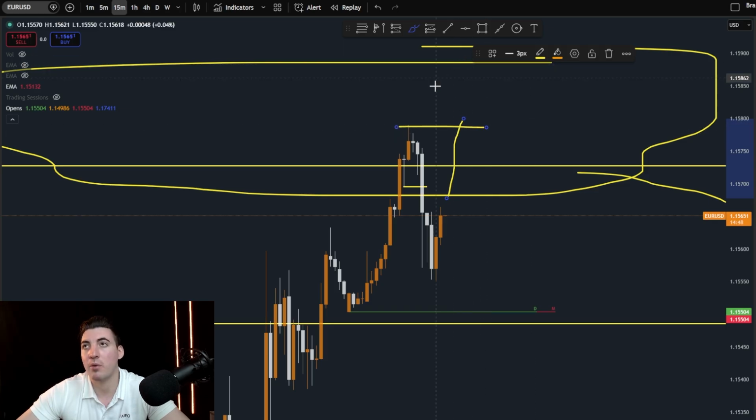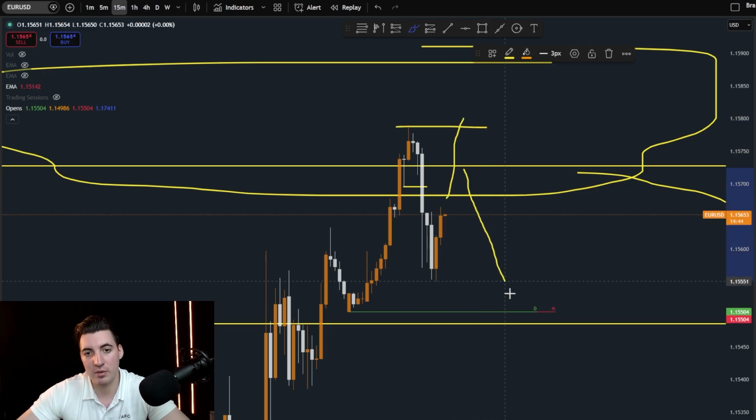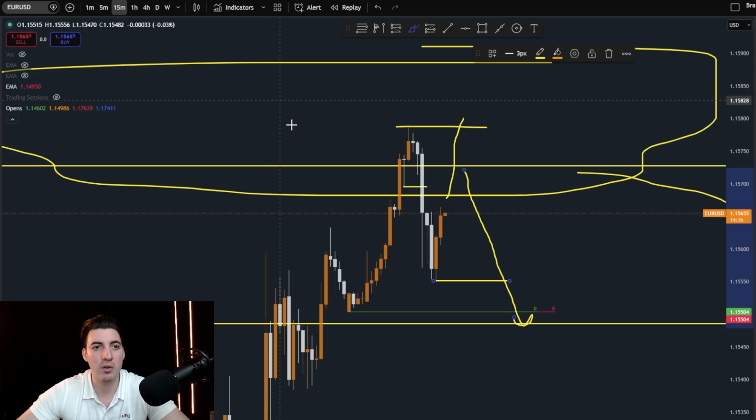Then I'll be waiting for the next liquidity grab. Or if it fails to break this structure and continues into the downside, breaks market structure down here, then I'll likely enter into a short position, targeting that lowest low on the higher time frame.